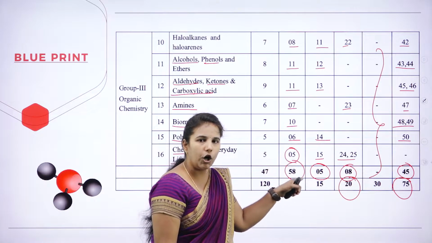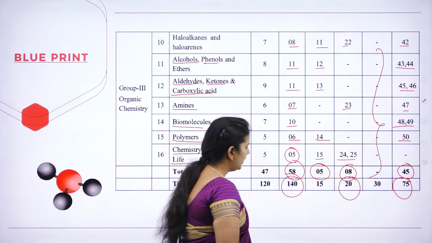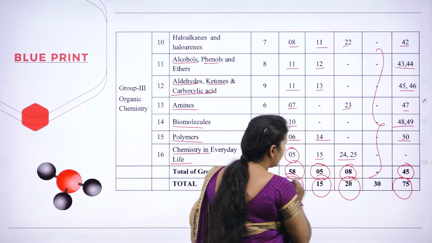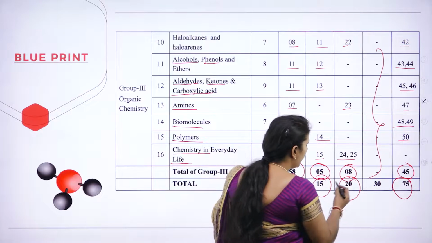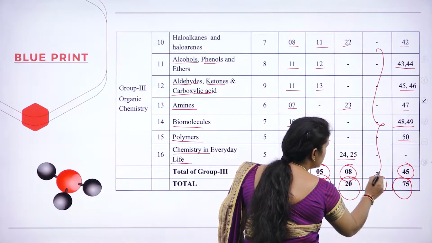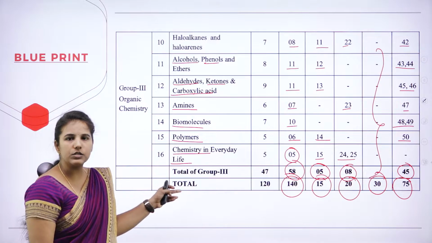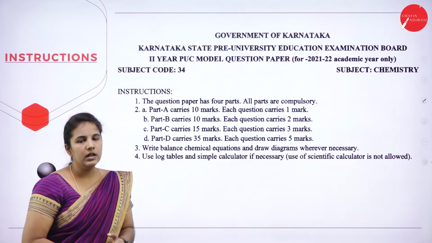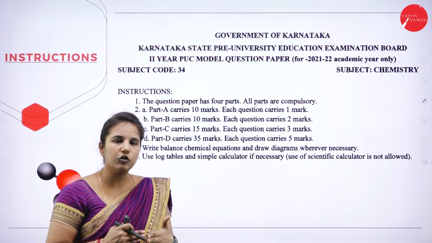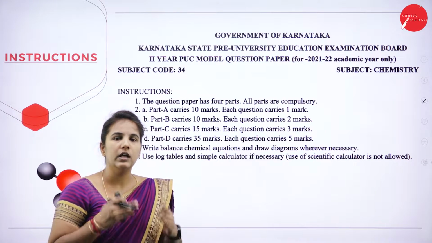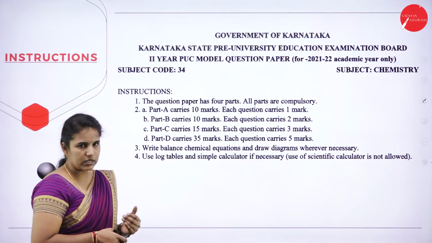If you combine organic, physical and inorganic, we can expect 140 marks, and from this, there are 15 questions in part A, and in part B again we can expect 20 marks, part C and part D is 75 marks. So, hope you all understood this weightage. Next, coming to the instructions. It is very important to understand what instructions we need to follow before writing any examination. So, here I have a few instructions for you.